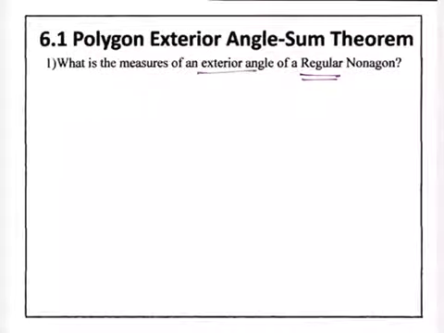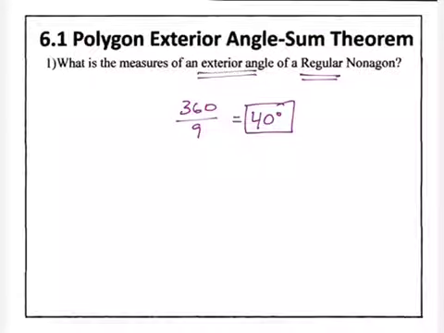If you're looking for the exterior angle of a regular nonagon, all you have to do is take 360 divided by the number of sides, because all of the interior angles are the exact same measure, and the exterior angles all have to add up to 360. The only way they're going to add up to 360 is if they're all the same as well. So we take the 9 exterior angles, and we're dividing 360 by those, and we get that every exterior angle of the regular nonagon is 40 degrees.